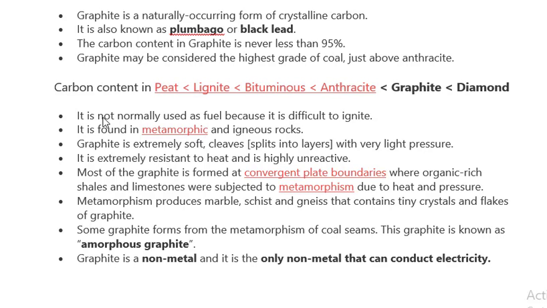Most of the graphite is formed at convergent plate boundaries, where two plates come together and one plate is subducted, where carbon-rich shales and limestone were subjected to metamorphism. The carbon present in the shales and limestone gets converted by high temperature and pressure into graphite. Metamorphism produces schist and gneiss, which sometimes contain graphite also. Some graphite forms are found in coal seams also.